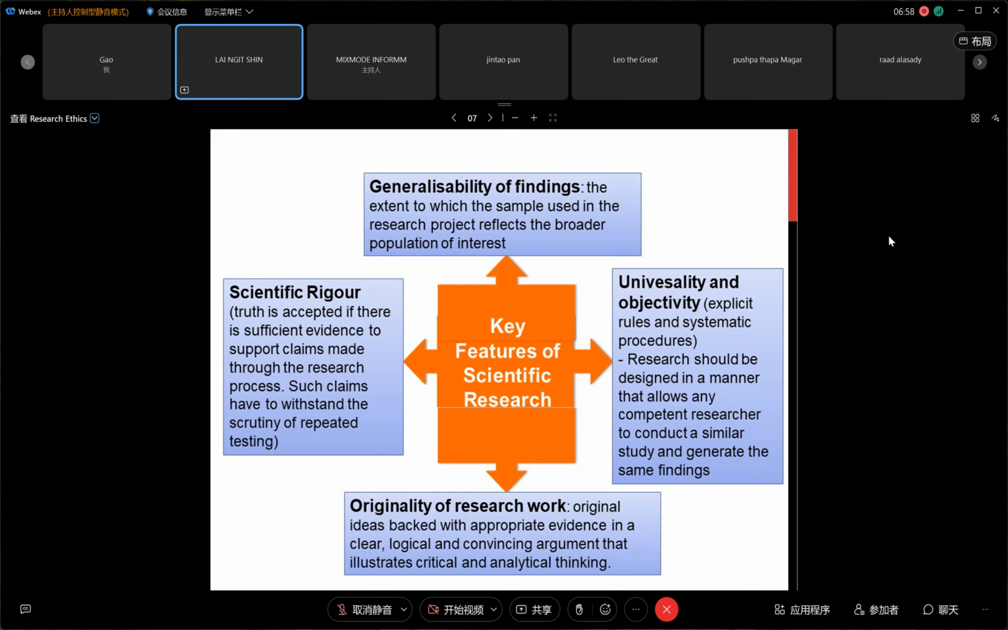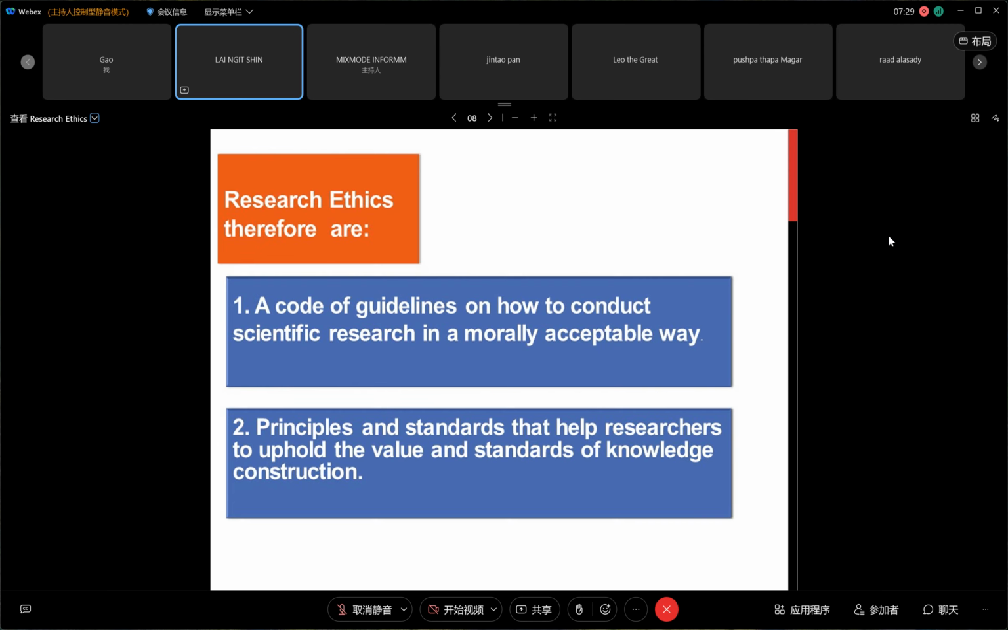I think scientific trust is set by sufficient evidence to support the claim, made through a scientific process. The claim has to withstand scrutiny and repetition. This is why, when you submit a paper, you have to go through a review by a panel of reviewers and an editor. They will review your paper and check whether it is sufficient, has originality, and has good data. So this is what is meant by scientific.